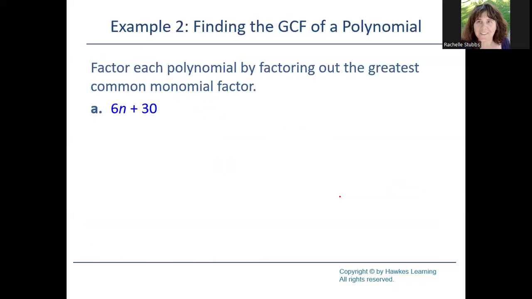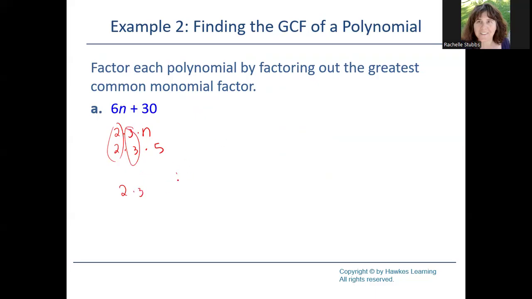All right, how about 6n and 30? Even though they're in a binomial together, we can still see if they have factors in common. 6n is the same as 2 times 3 times n, and 30 is the same as 2 times 3 times 5. So what do they have in common? Well, they each have a 2 in common, and they have a 3 in common, and that's about it.